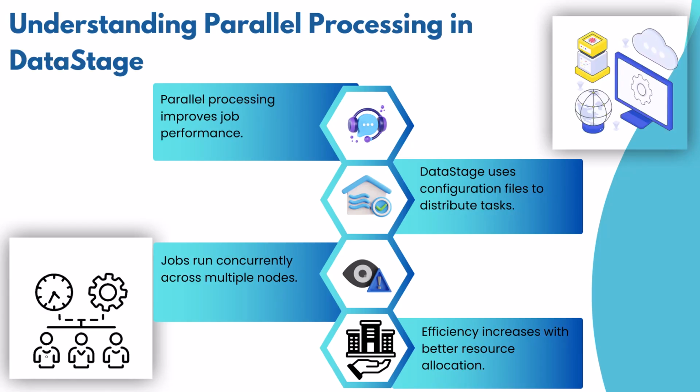Parallel processing is like cooking a feast with multiple chefs instead of just one. DataStage splits tasks across nodes, ensuring jobs run concurrently for faster execution. A good configuration file balances resources, making sure no single node is overloaded. The better the setup, the smoother the data processing. Think of it as a perfectly synchronized kitchen.